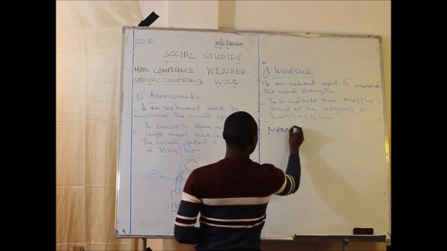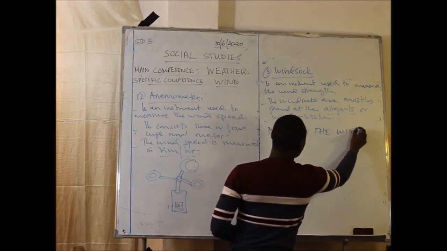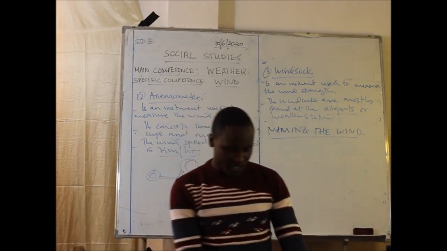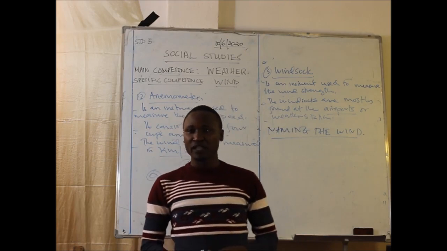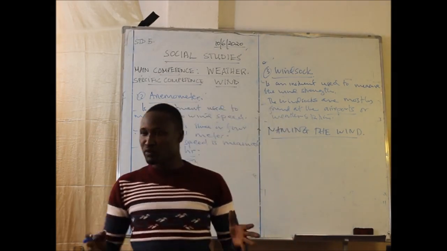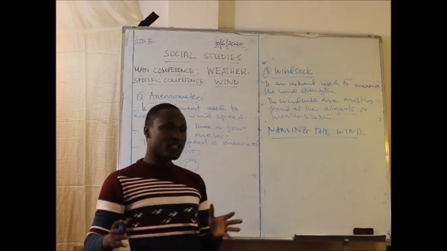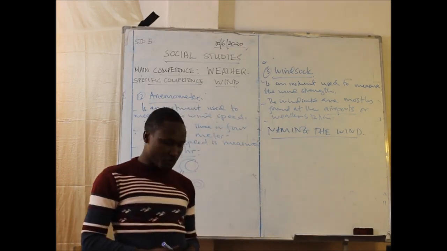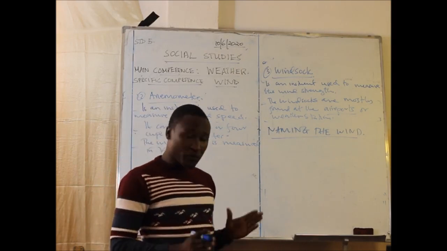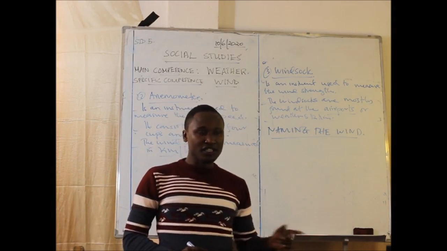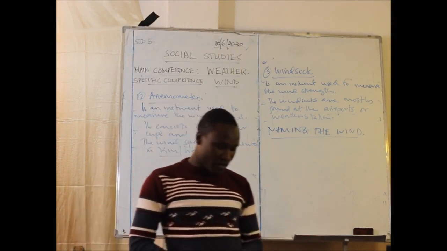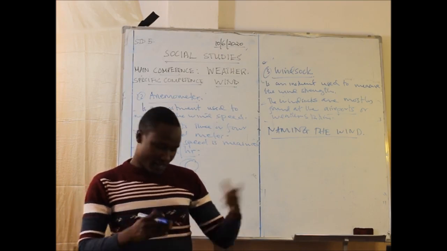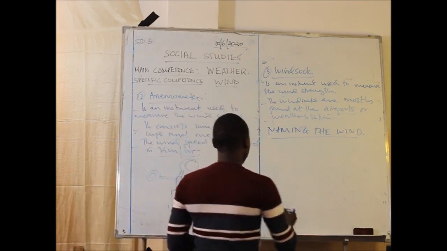Naming the wind. How can we name the wind? There are different names and different ways used to name the winds. But naming the wind depends on the direction from which the wind is blowing. So when you want to name the wind, you have to depend on where the wind is blowing from. For example, if the wind is blowing from south to north, that wind is known as southerly wind. And if the wind is blowing from north to south, that wind is known as northern wind, and vice versa.